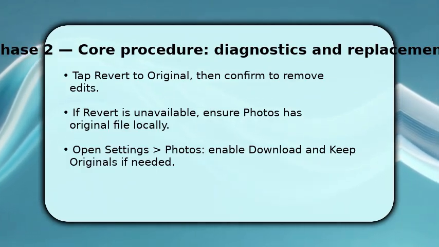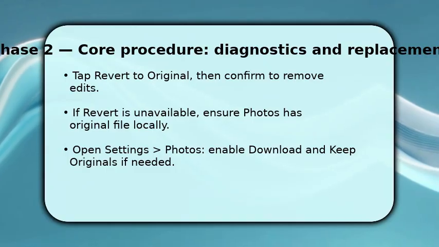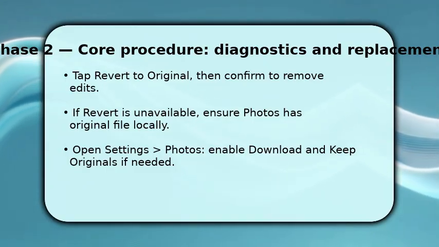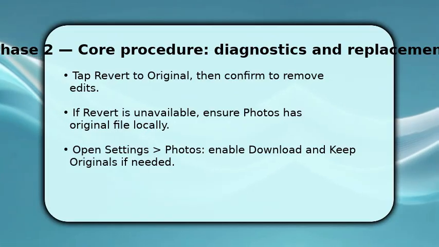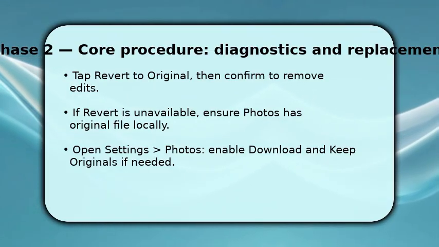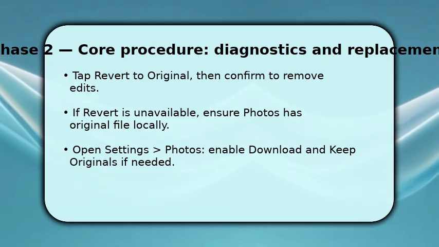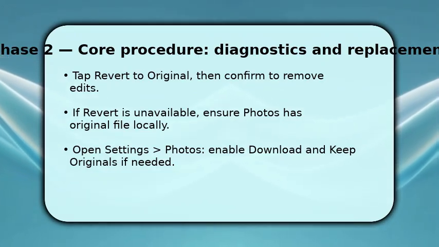If the Revert button is dim or missing, it usually means the original isn't stored locally. Check Settings, Photos, and enable Download and Keep Originals so the full file is available. Make sure iCloud syncing has finished. Otherwise, you might be reverting a synced, edited copy rather than the device original.